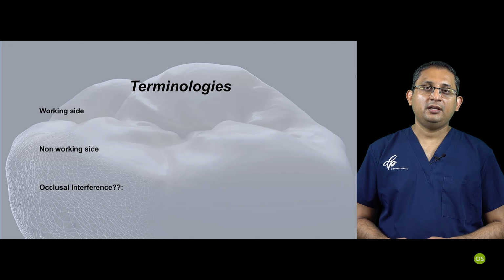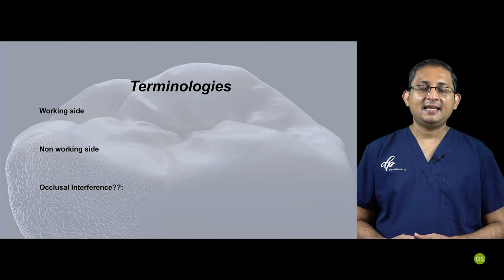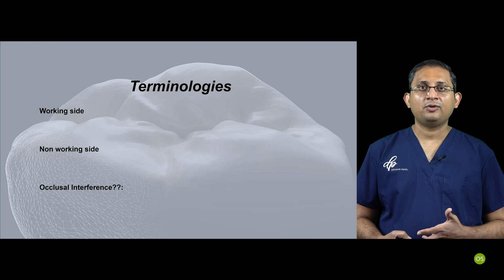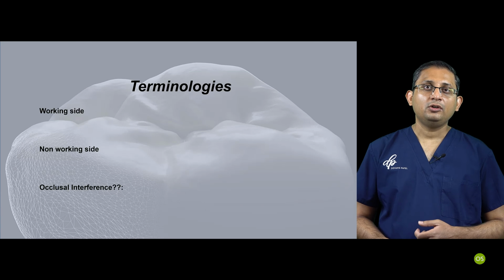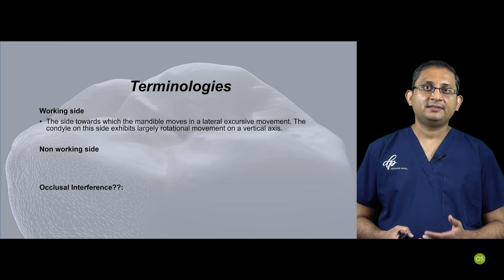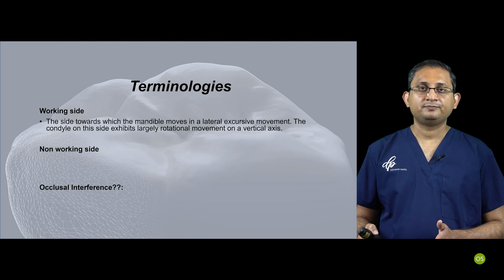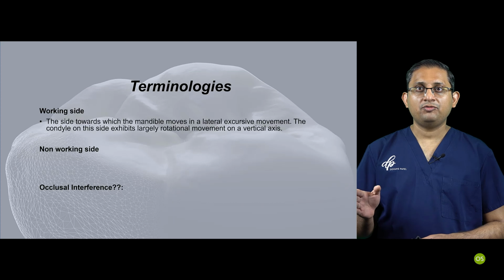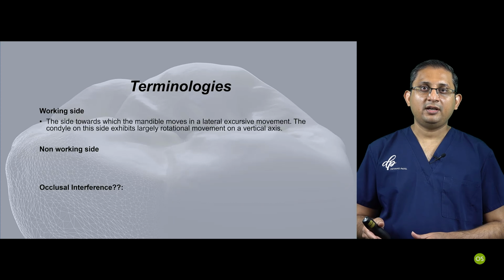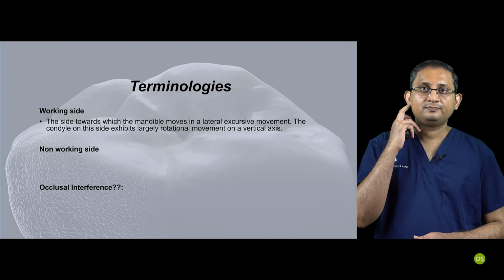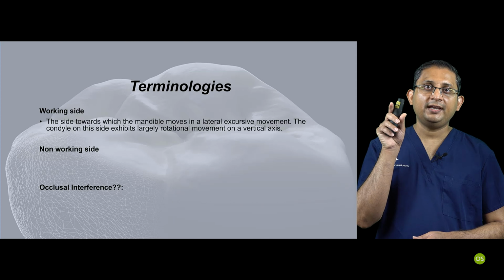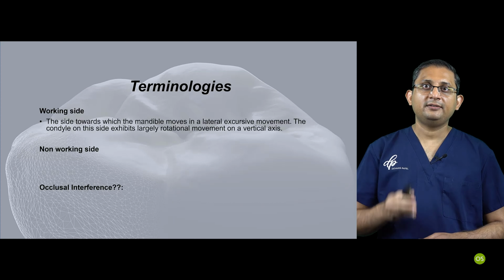Now, the other important terminologies we need to understand are working side, what is non-working side, and what is occlusal interference, or what I would like to say is non-working side contacts. So the working side is the side where the jaw is moving. So if you're moving your jaw towards the right, the right side becomes the working side, and the right condyle becomes the working side condyle. And that condyle purely rotates because you're going towards the right side.